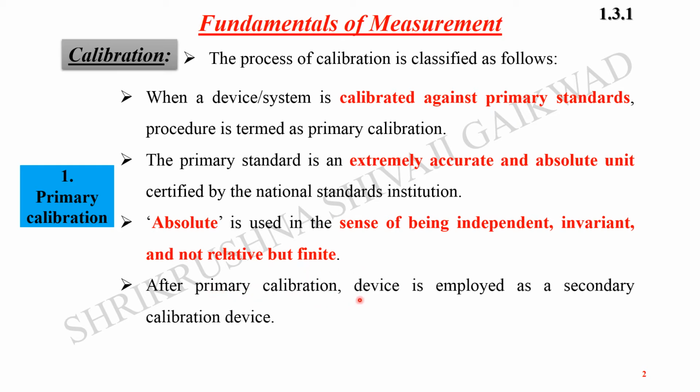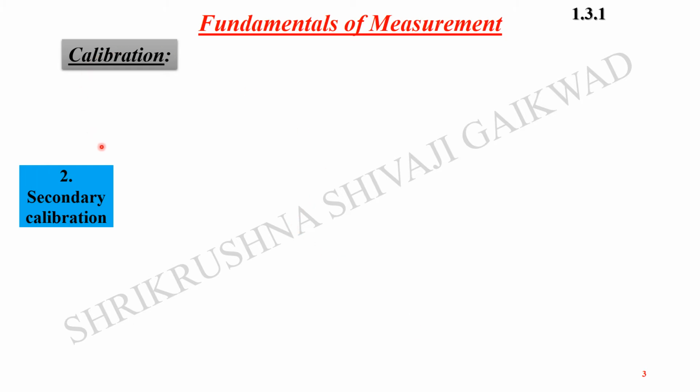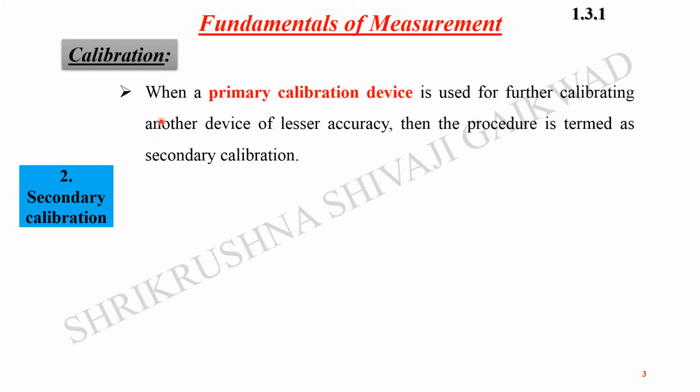After a primary calibration, the device is employed as a secondary calibration device. Means if we calibrate our device using the primary calibration, then that will be employed as a secondary calibration device. Example: standard resistor or standard cell. Now, the next type is the secondary calibration. When a primary calibrated device is used for further calibrating another device of lesser accuracy, which is not as accurate as the primary calibration device, then the procedure is termed as the secondary calibration.